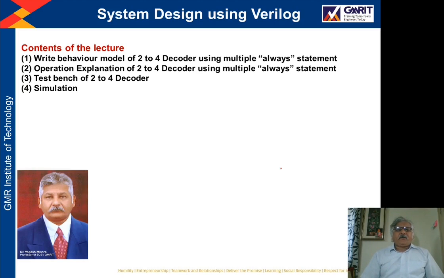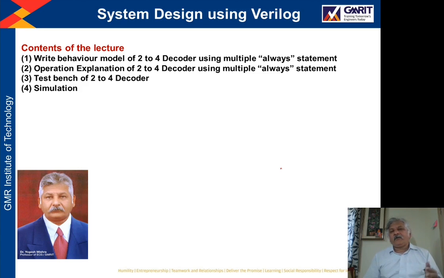So in previous lectures we discussed the use of multiple always blocks in a Verilog code, and we also know that always blocks we can find in behavioral models, right? And we can use multiple always blocks. So I will take one more example here, the use of multiple always blocks to write the Verilog module of a 2 to 4 decoder.